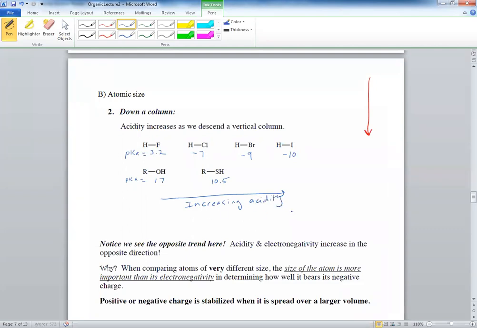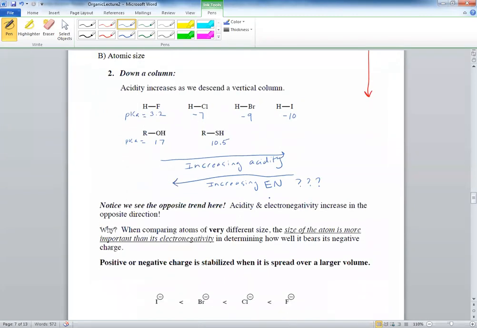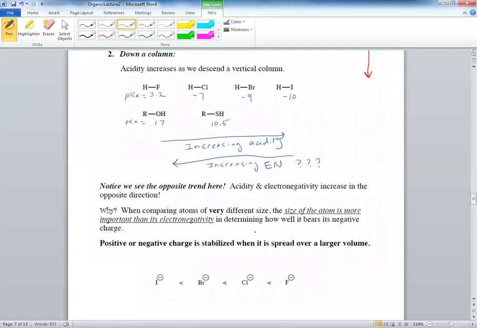But here's the thing. The electronegativity is actually the opposite. So this is increasing electronegativity in the opposite way. So what is happening here? How come? So we see an opposite trend here. Why? Well, the reason why is because they have different sizes.